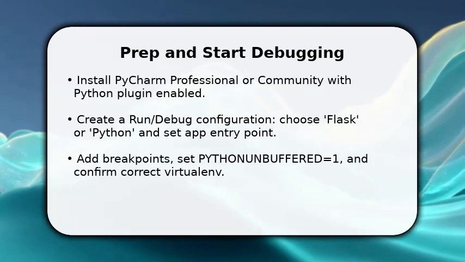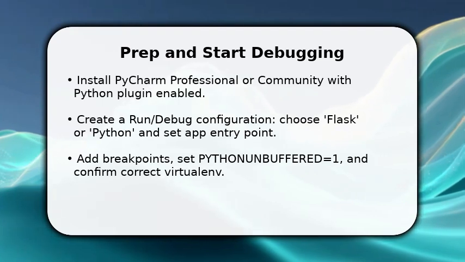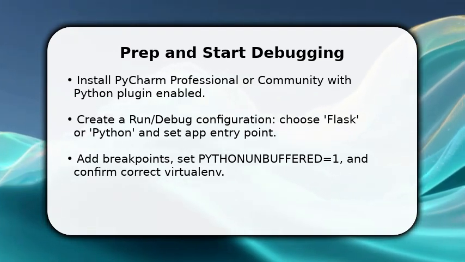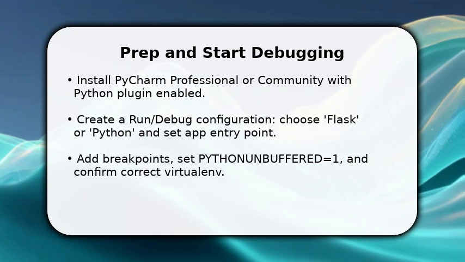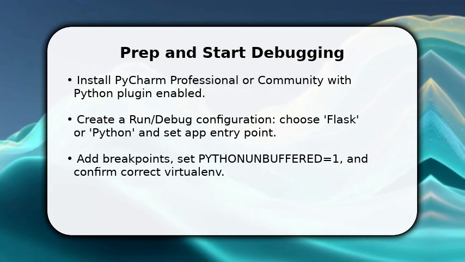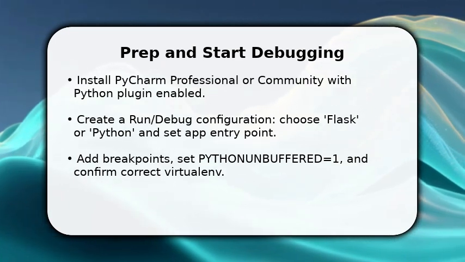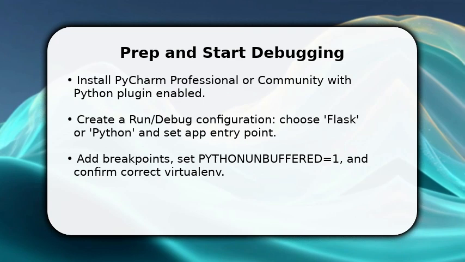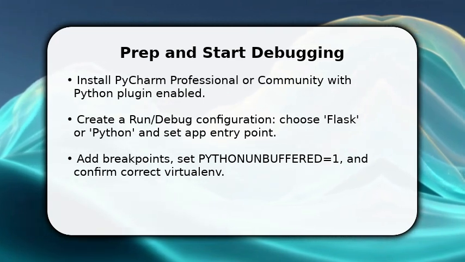You begin by preparing the essentials and immediately creating a run/debug configuration in PyCharm. Point the configuration at your Flask app entry, select the correct interpreter, and make sure the virtualenv matches your project. Once done, add breakpoints on the routes or functions you want to inspect.